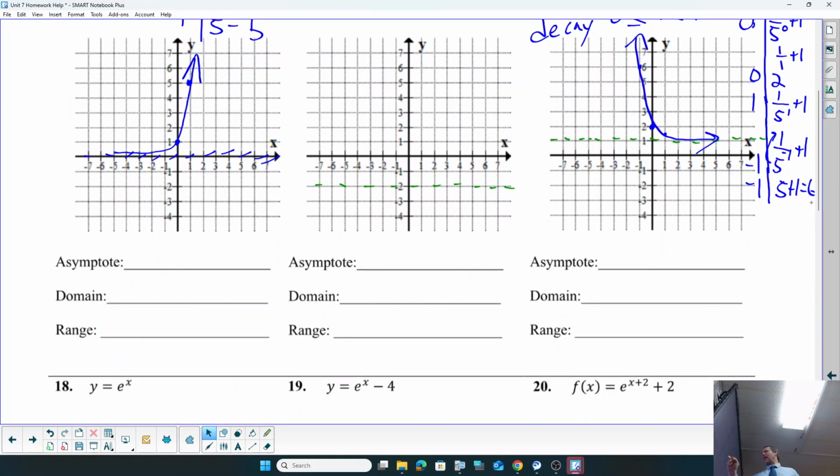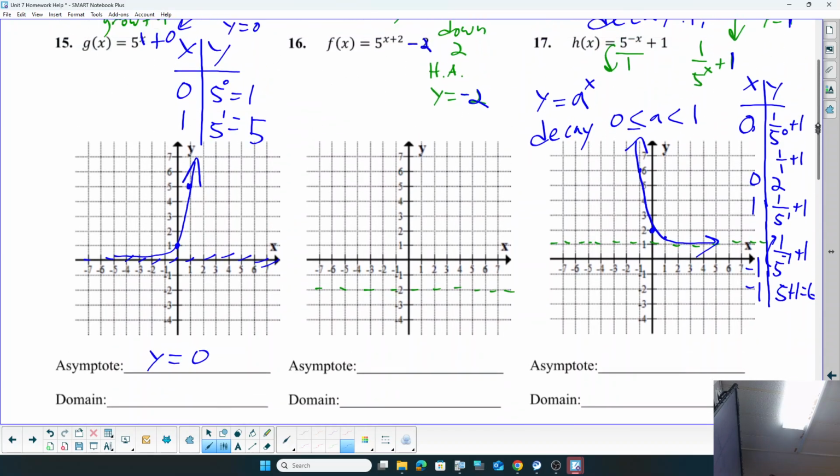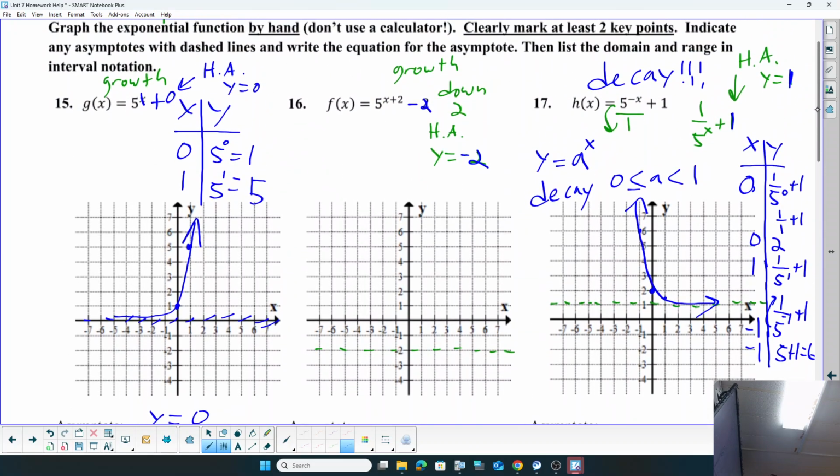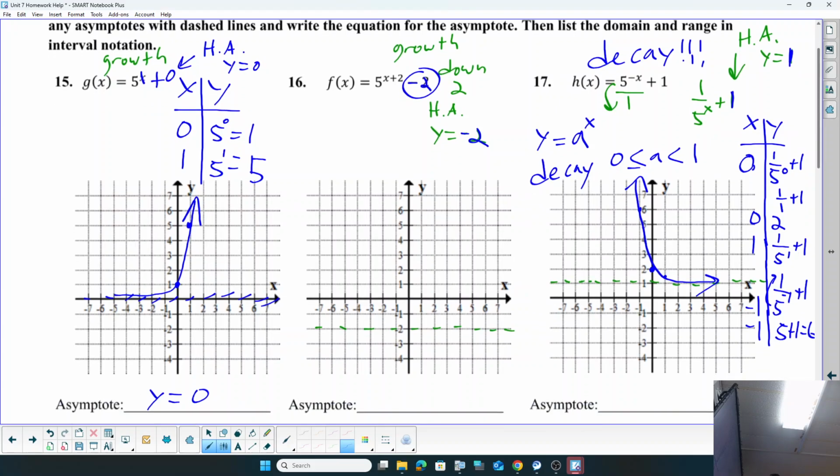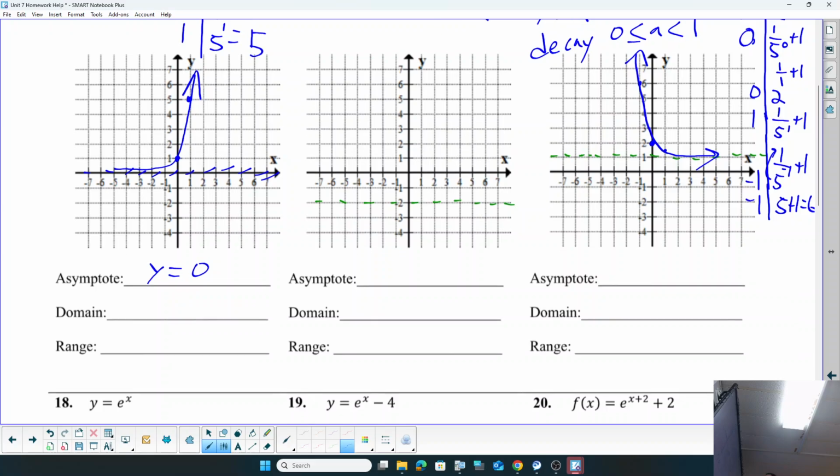So again, the horizontal asymptote is just y equals 0 there, because there's nothing after the equation. Plus 0. So this one has a -2, and this one has a +1. So that means the horizontal asymptote, the HA, would be y equals -2, right there. And this horizontal asymptote would be y equals 1.